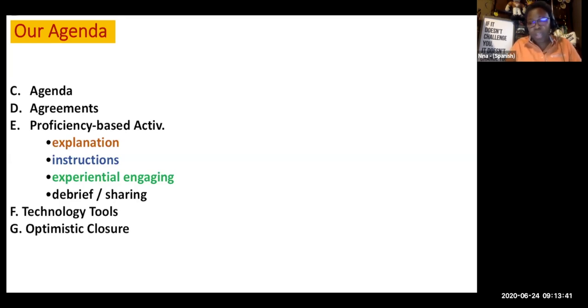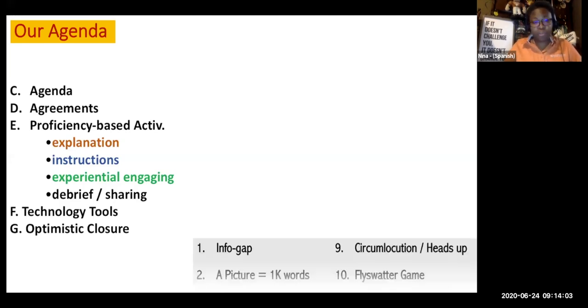And then optimistic closure. At the end, I'm going to ask you what strategy, what tool, what you gained from today that you'll take with you or that you valued. And that's information for all of us, but it's definitely information for me because I'm still a learner myself and I want to know what's working and what you thought about it. So that's our day today. That's what we're going to do over and over.